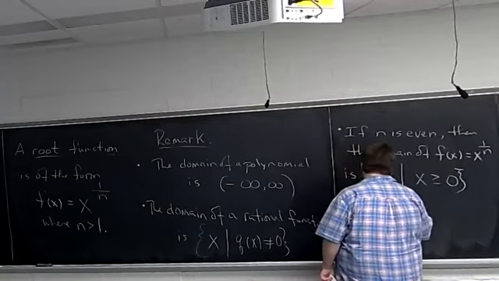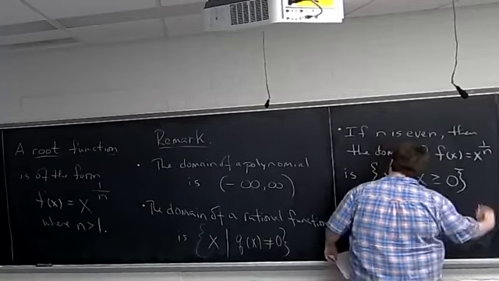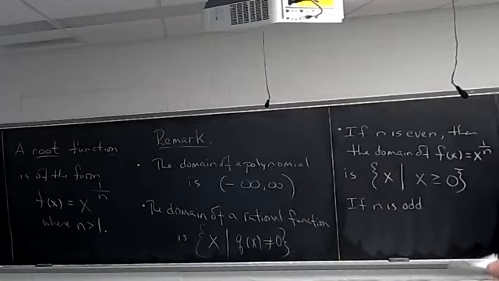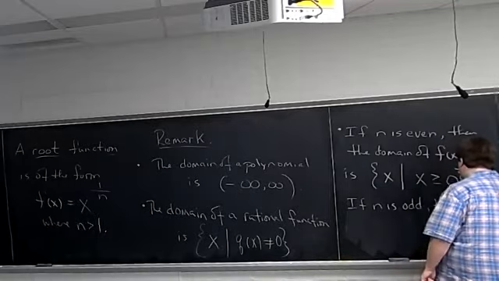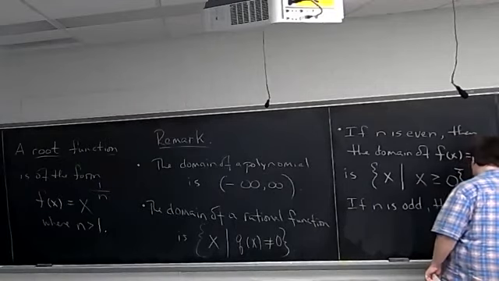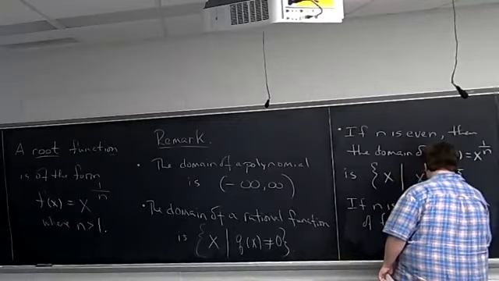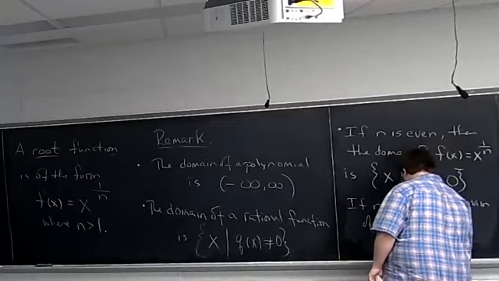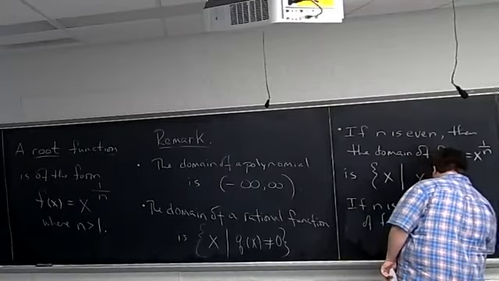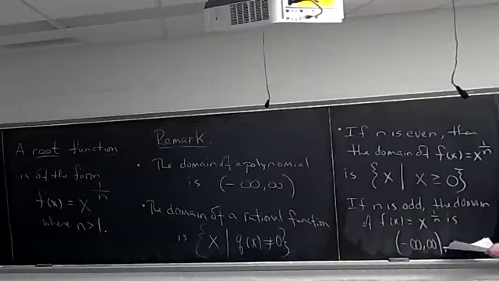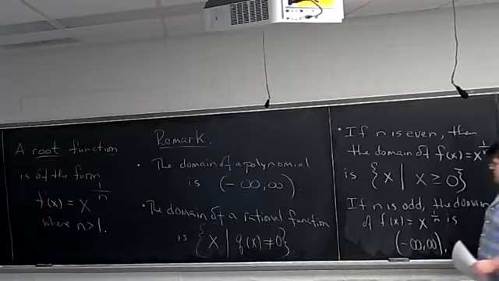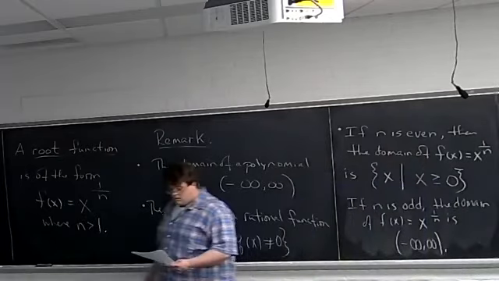But if n is odd, since a negative cubed, a negative to the fifth, a negative to the seventh, and so on, is still negative, if n is odd, domain is everything. Domain of f of x equals x to the 1 over n is all real numbers. For these domains, I am always going to write them in interval notation, except in this remark, just because it's easier to specify the x's for the domain restriction.